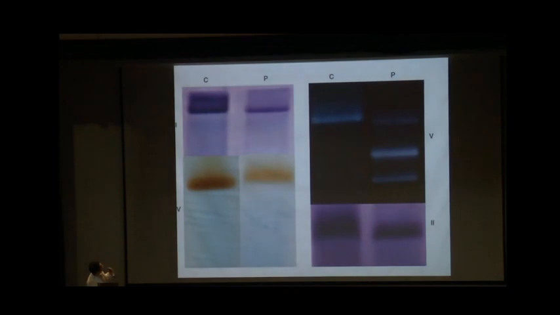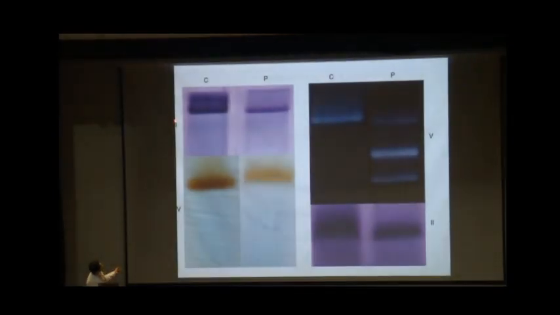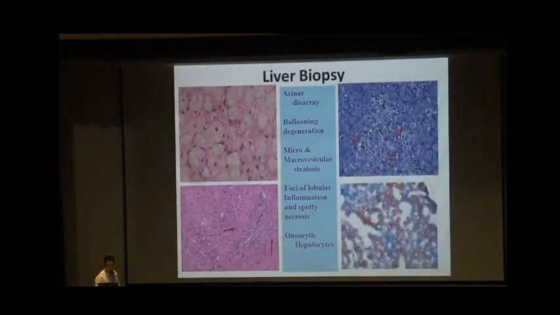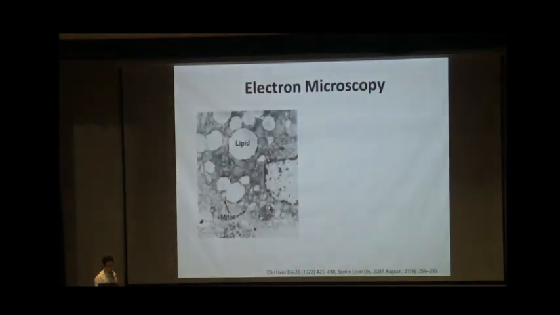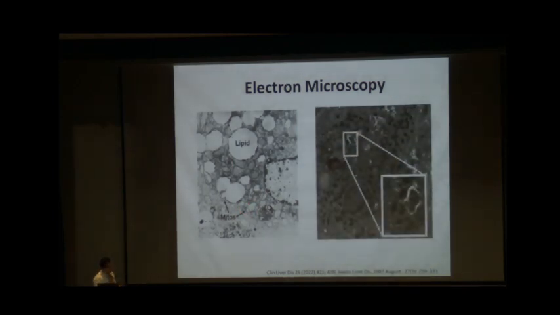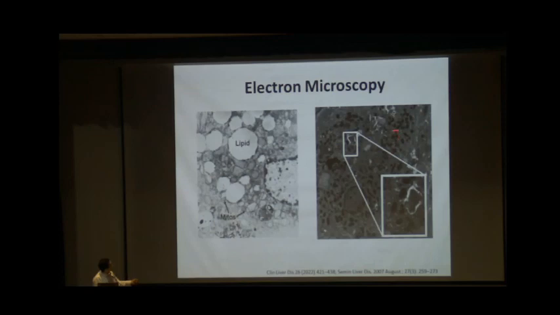So this is the polyacrylamide gel electrophoresis. You can see, compared to controls, complex 1 is deficient, complex 5 is deficient, complex 4 is deficient, and complex 2 is normal. Liver biopsy, the standard biopsy, will only show you steatosis, but if you do electron microscopy, you will find significant steatosis and abnormal pleomorphic mitochondria. Also, you will find an increased concentration of mitochondria, the black ones that you can see here.